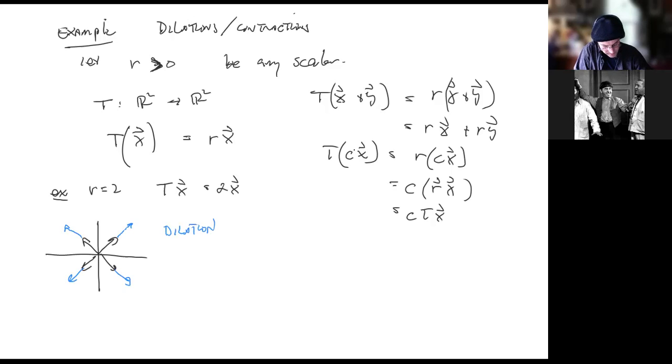And we have the example of r equals 1/2, and that's going to shrink vectors to half their length. So this shrinks x to half its length. This is called a contraction. And I won't try to draw that because the picture gets messy.